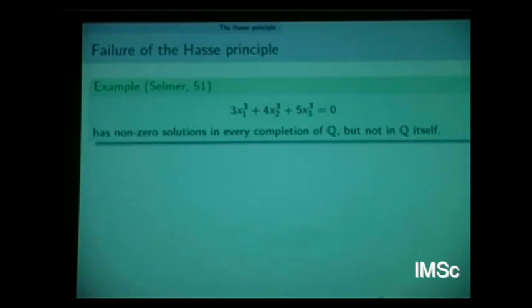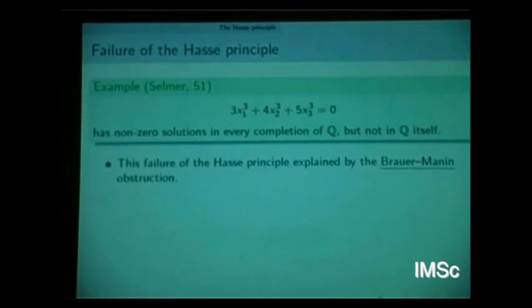Unfortunately not. So here's an example. There are lots of examples. Here's one due to Selmer, and it's a very simple looking cubic form. It's got non-zero solutions in every completion of Q, but it doesn't have non-zero solutions in Q itself. So the Hasse principle fails in general when the degree exceeds 2. One can explain why the Hasse principle fails for this example due to something called the Brauer-Manin obstruction, which I'm not going to go into.